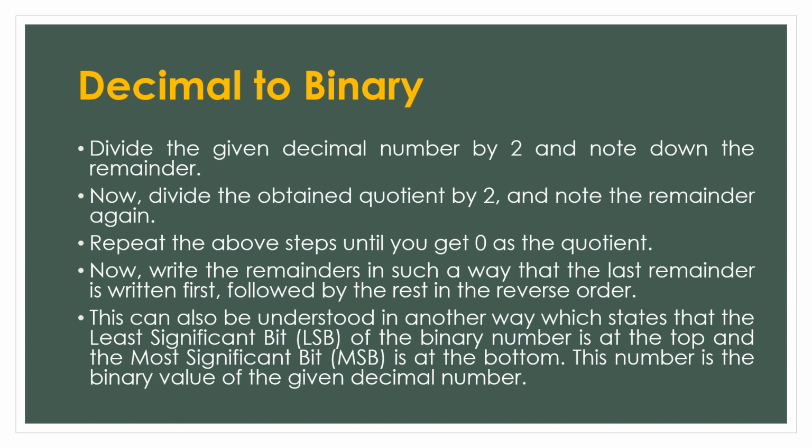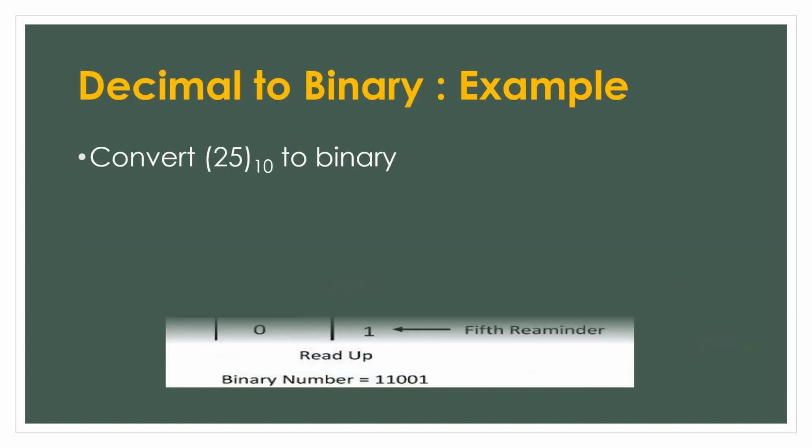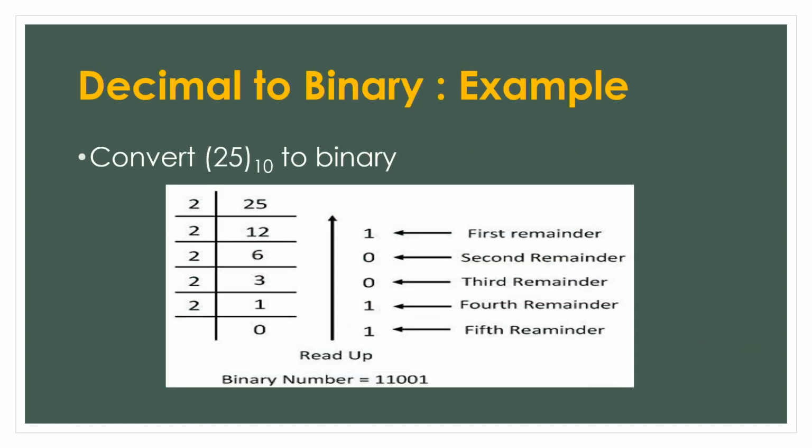the reverse order. This can also be understood in another way, which states that the least significant bit, LSB, of the binary number is at the top and the most significant bit, MSB, is at the bottom. This number is the binary value of the given decimal number. As an example, we will show how to convert decimal 25 to binary.